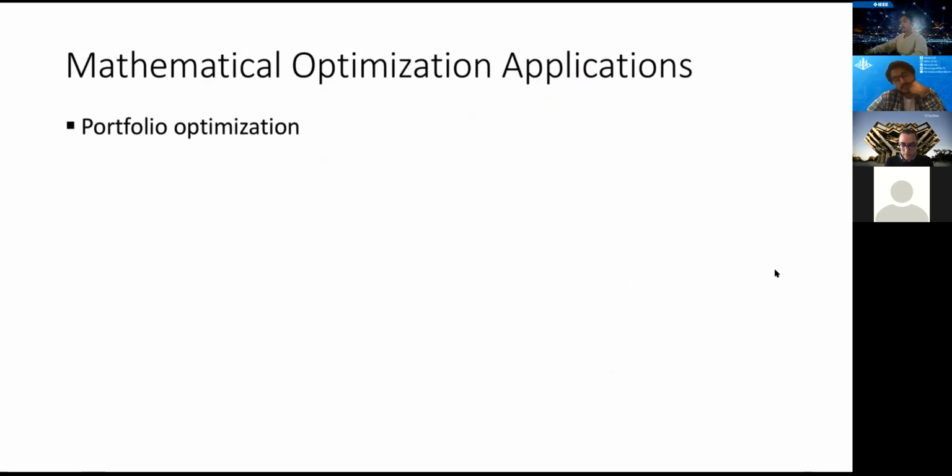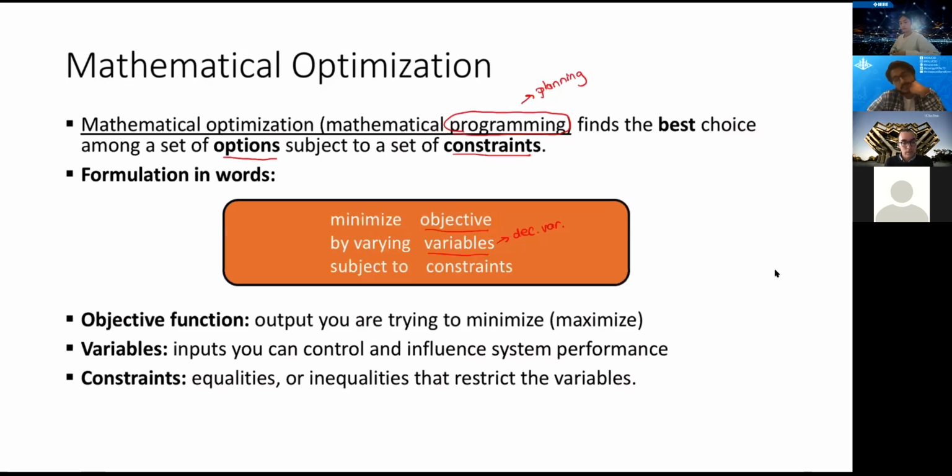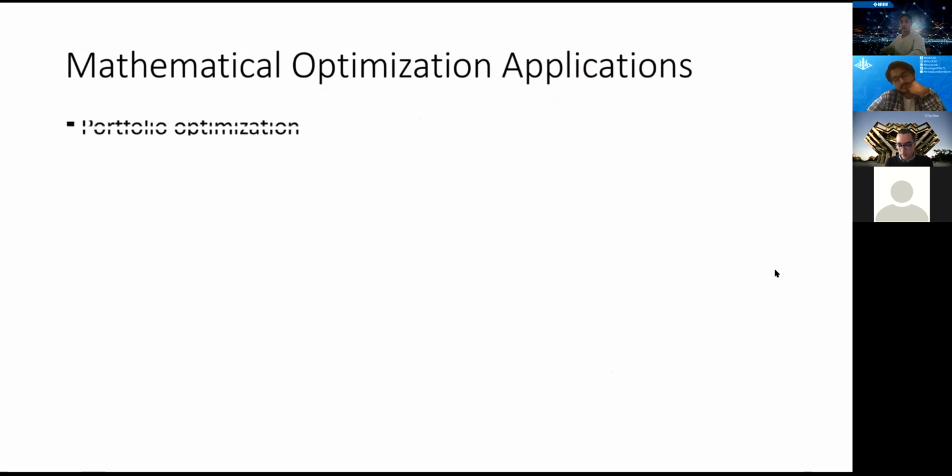So to provide some examples, so far we have seen three components of a mathematical optimization problem, which are the essential components of an optimization problem: objective, decision variables, and constraints. So what are some real life examples for that? So portfolio optimization.